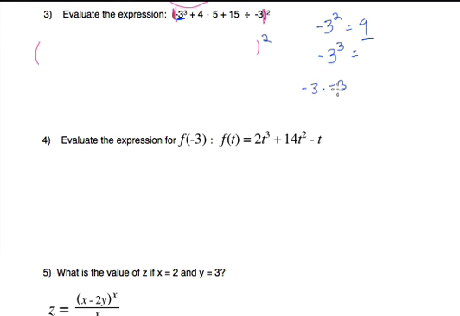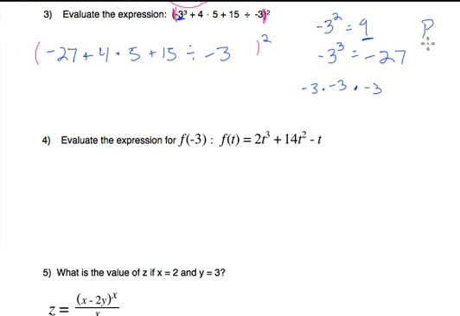Negative 3 times negative 3 is positive 9, but when you take positive 9 and multiply it by negative 3, you get negative 27. So this first term over here is negative 27. And then we write out the rest of our expression: plus 4 times 5 plus 15 divided by negative 3, and then we're going to square that. But we're still evaluating what's inside the parentheses.